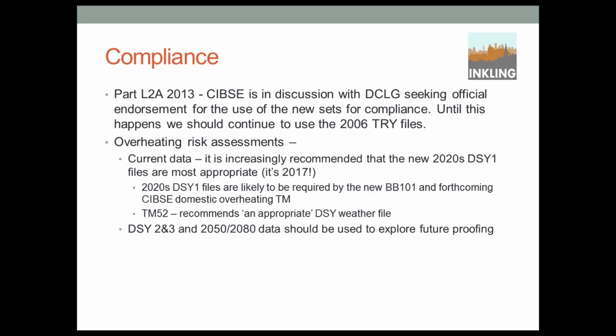When it comes to overheating risk assessments, it is increasingly recommended that we are using the 2020s DSY1 files, most appropriate for the location. It is 2017 after all. 2020 really isn't that far away, and to be using the 1989 files does feel quite retro now. So it is, I believe, going to be recommended in the new BB 101 that the 2020 DSY files are the compliance benchmark. I believe that's also going to be the case in the new forthcoming CIBSE domestic overheating TM. Watch this space, it's coming soon.